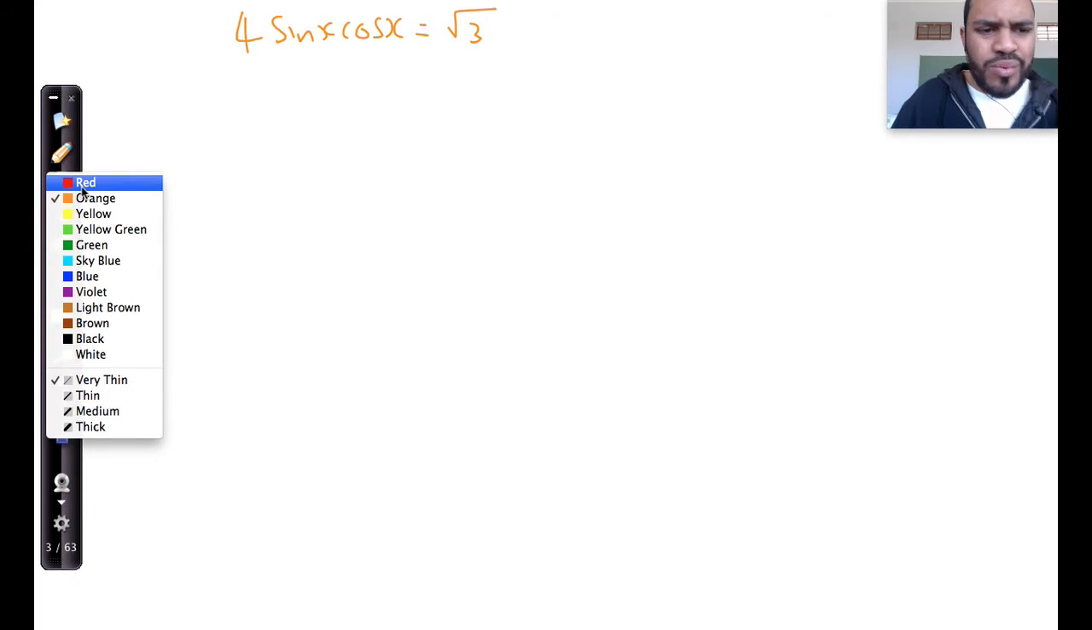Examples now that push things up a notch, where we are actually considering grade 12 work as well. The one we are looking at over here is going to be 4 sine x cos x is equal to the square root of 3. Now, what does this involve?